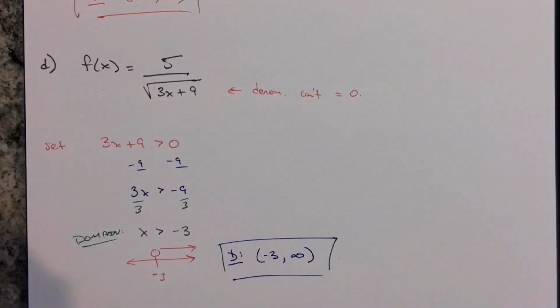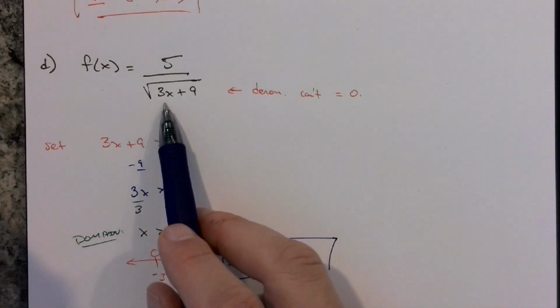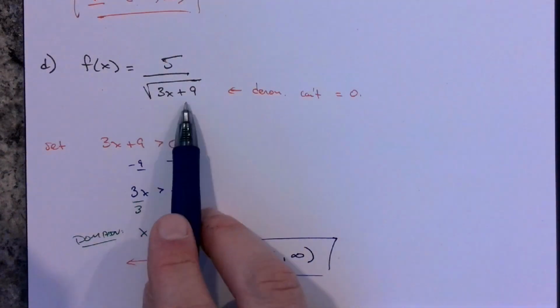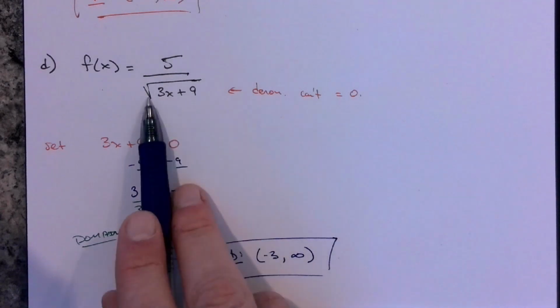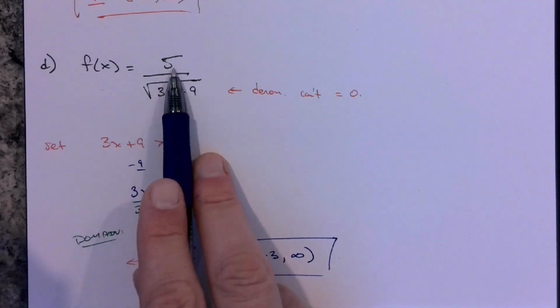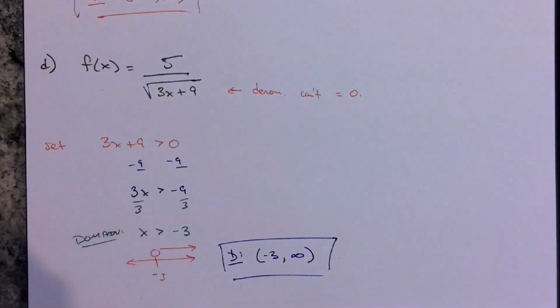If you had an equal sign on here and you included the negative 3, what would have happened is you would have gotten 3 times negative 3 down here, which gives you negative 9 plus 9, a 0 denominator. The square root of 0 is okay because then you get 0, but then 5 over 0 would be undefined, and that's why you can't do it.